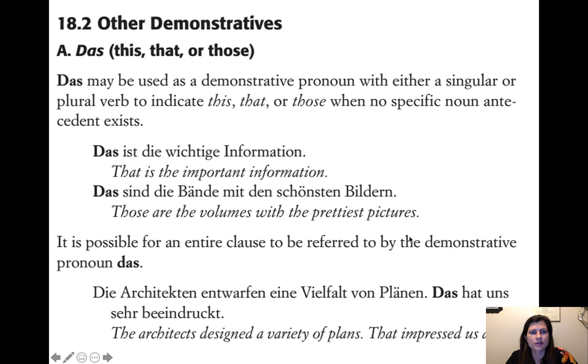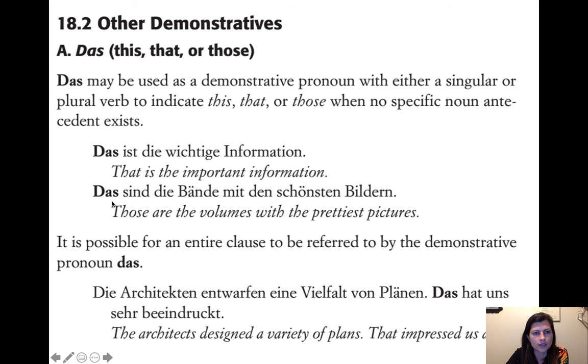Okay. So we have das. Now, das can be used as a demonstrative pronoun with either singular or plural verb to mean this, that, or those when no specific antecedent exists. This is like the first day when I say, das ist der Mann. This is the man, or that is the man. So this is literally just going back to something that you just learned in the beginning, that when you say das ist, that means this is or that is, or those are, depending on if it's plural afterwards. So das ist die wichtige Information. That is the important information, or this. There's really no difference, just by context, but it doesn't really matter in German. So das ist, that is.